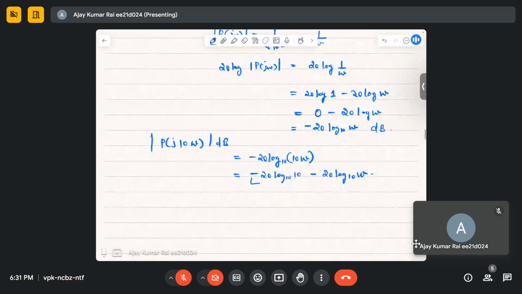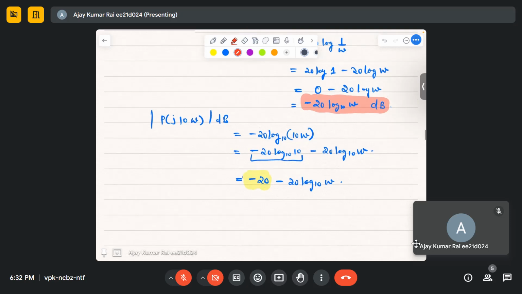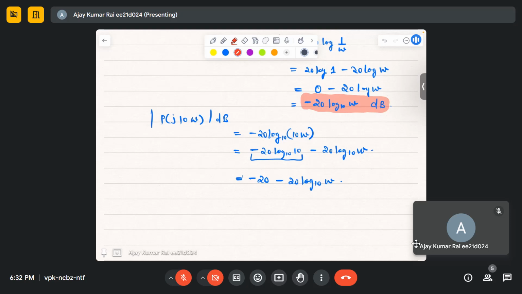So this is equal to how much? Log of 10 is equal to 1, so it is minus 20 minus 20 log omega. So this is the magnitude at 10 omega, but what we can see is that the magnitude has decreased by 20 dB. If you compare these two values, this is the magnitude at omega and this is the magnitude at 10 omega. So the difference is minus 20, and now the magnitude has decreased by 20 dB.